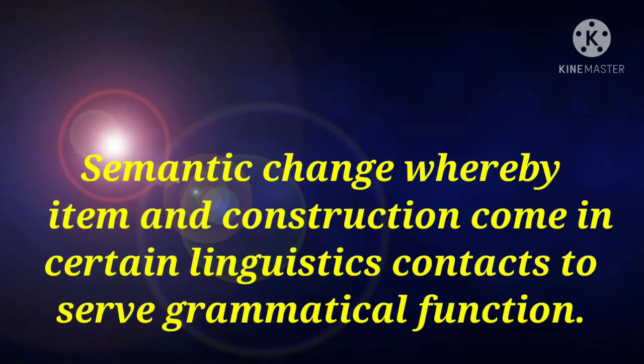Grammaticalizing. Grammaticalizing is a process of language change by which words representing objects and actions, nouns and verbs, become grammatical markers, affixes, prepositions, etc. Meaning, there is a semantic change whereby lexical items and constructions come in a certain linguistic context to serve a grammatical function. And once grammaticalized, it develops new grammatical functions. It is a process in which a lexical word loses some of its lexical meaning and starts to fulfill a grammatical function.